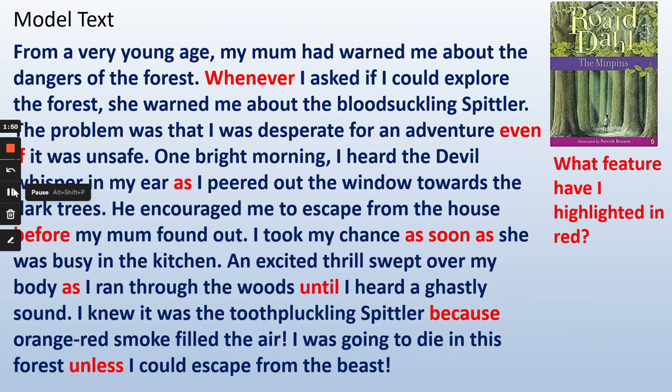Fantastic. Okay, I'm going to have a read of this paragraph and you're going to try and work out if you know what feature I have highlighted in red.